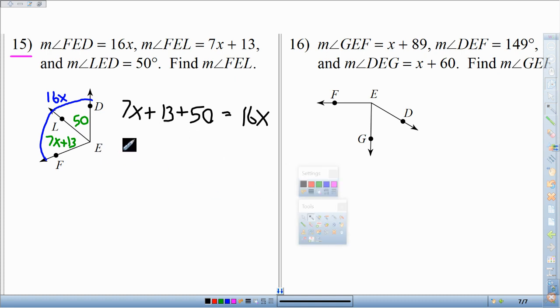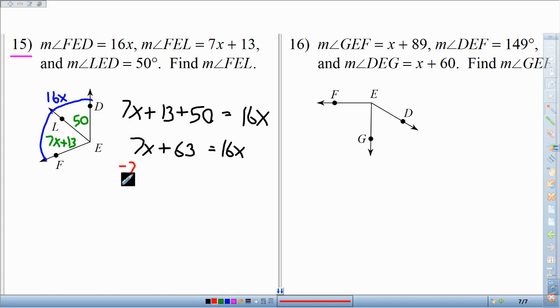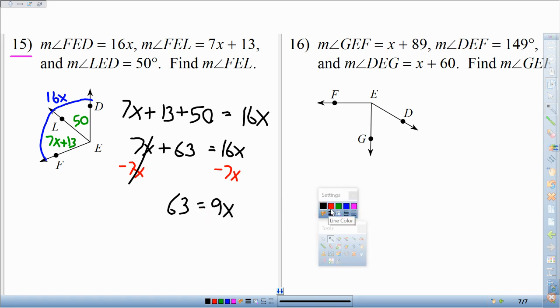So let's see what we got. We got some like terms on the left. The 7x, I'm just bringing down, but the 13 plus 50 gives me a 63. On the right, I have the 16x. Next thing I notice, I have variables on both sides, so I want to get them to the same side. I'm going to choose to move the 7x over to the right. So I got 63 equals 16 minus 7, a 9x on the right. And then just a one-step equation to solve. Get rid of the 9 by dividing. 63 divided by 9 is 7.